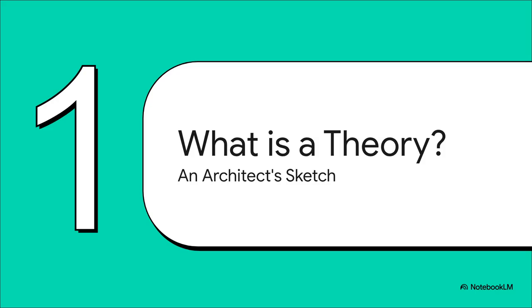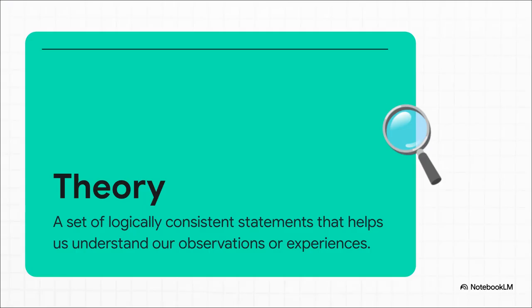In everyday conversation, we might say, "I have a theory," when we really mean, "I have a hunch." But in science, it's a whole different ballgame. So what exactly is a scientific theory? Well, it's definitely not just a hunch. It's a model. The best way to think about it is like a map.